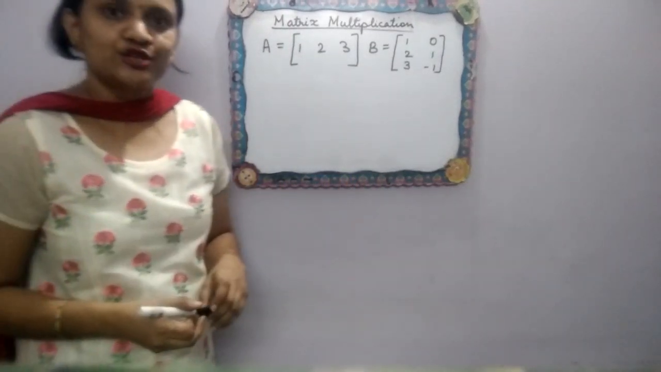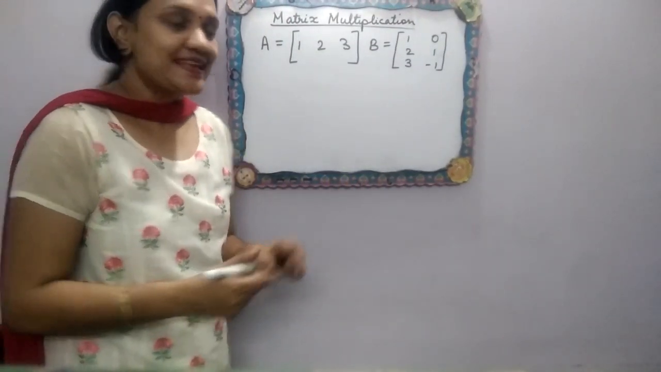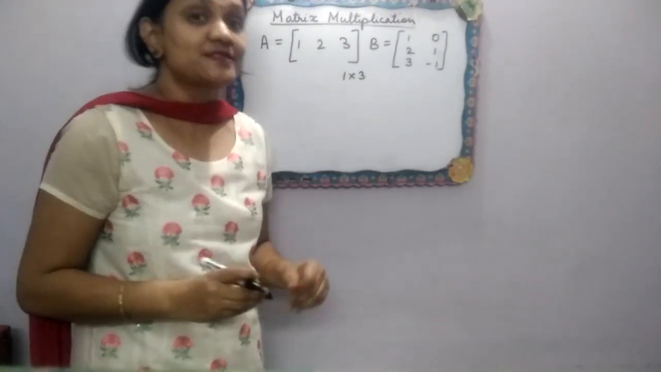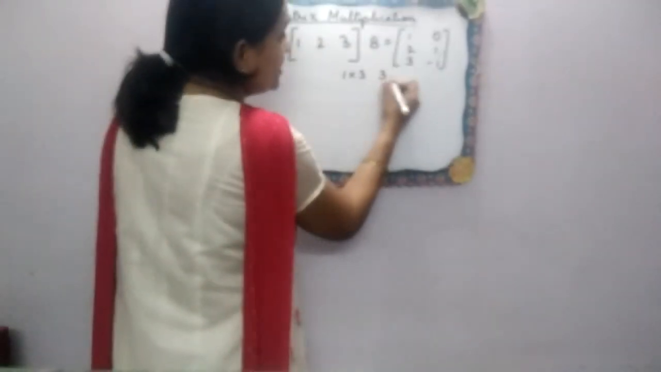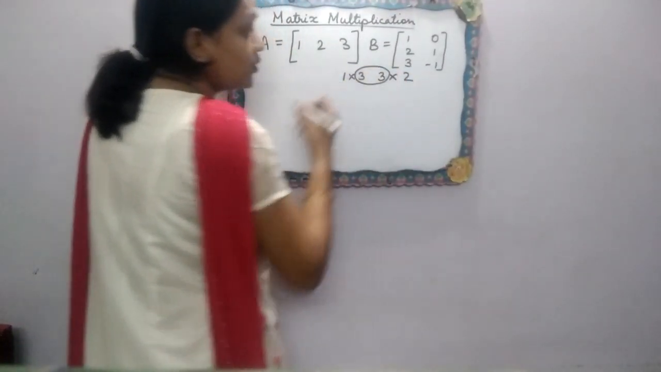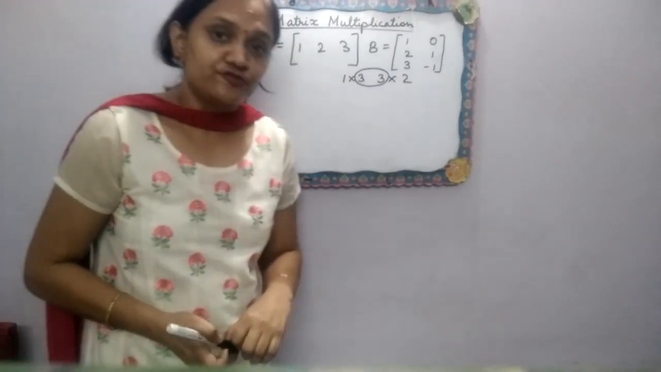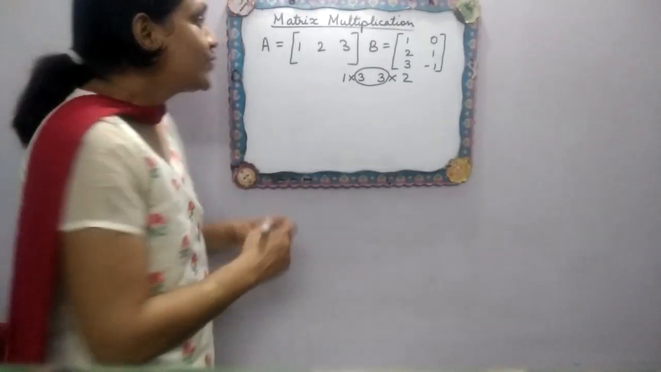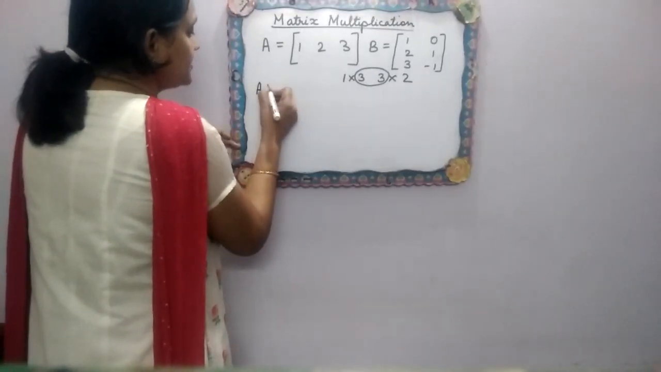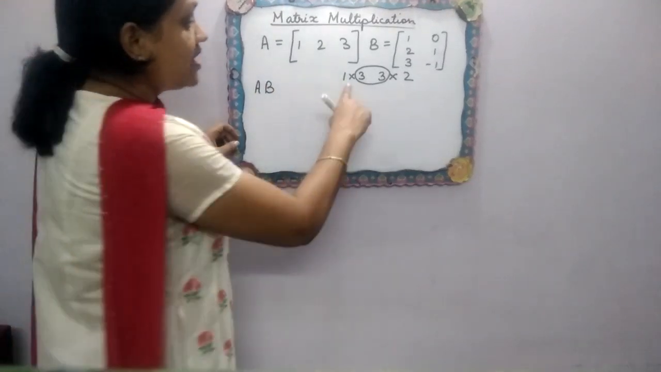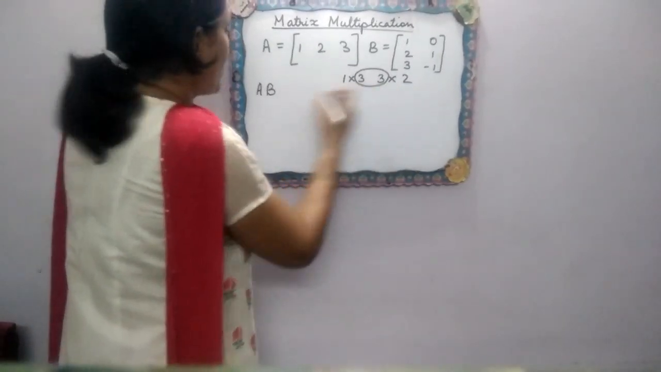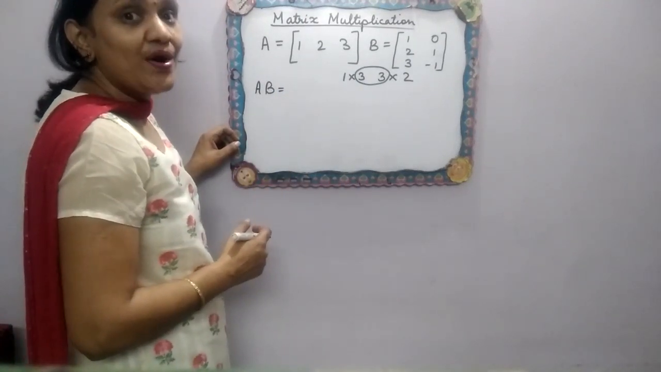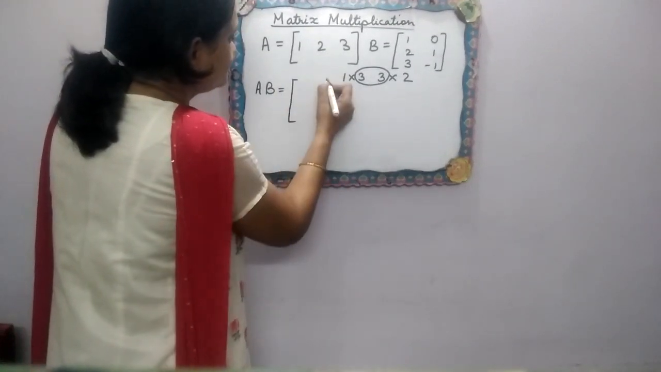Okay, what is the order of matrix A? Matrix A has 1 row and 3 columns. What is the order of matrix B? Matrix B has 3 rows and 2 columns. So, the two matrices are conformable or compatible for multiplication. And what will be the order of the resulting matrix AB? Order of resulting matrix will be 1 by 2, meaning 1 row and 2 columns.